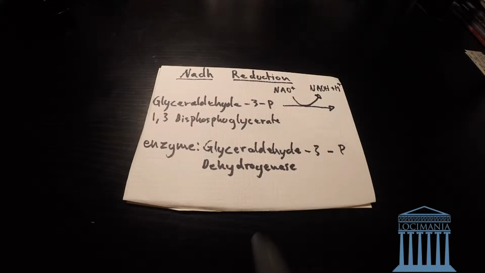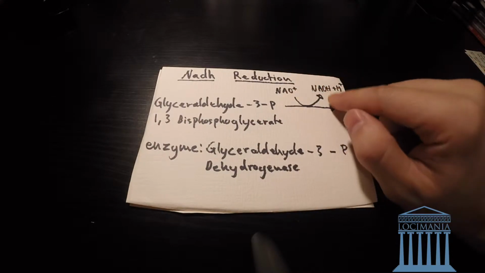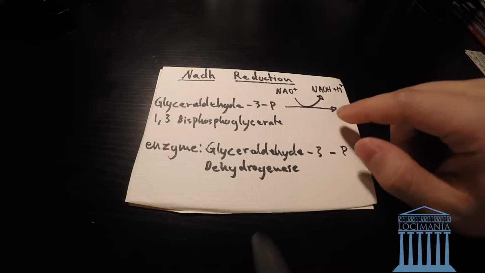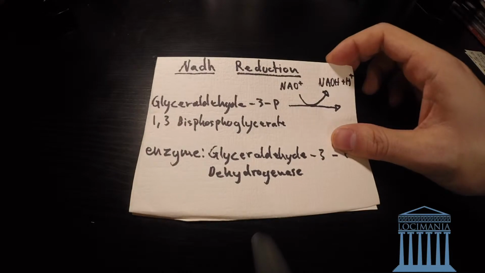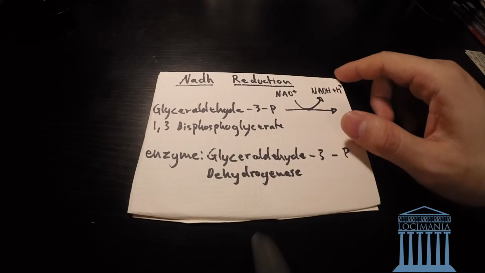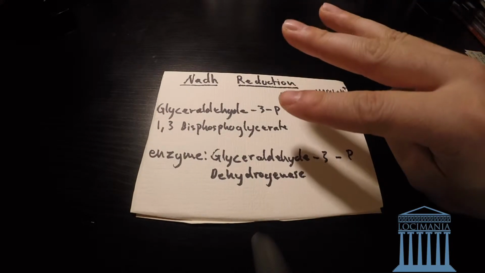We also have one reaction here that I'll call NADH reduction. It is from glyceraldehyde 3-phosphate to 1,3-bisphosphoglycerate. And the enzyme there is glyceraldehyde 3-phosphate dehydrogenase. It will reduce NAD plus to NADH plus H plus. So this is NADH reduction, also important to memorize. This will then go to the electron transport chain and give us ATP. It will give us 3 ATP.